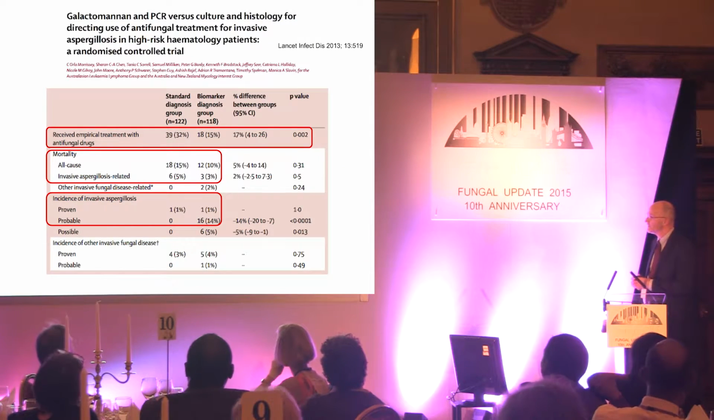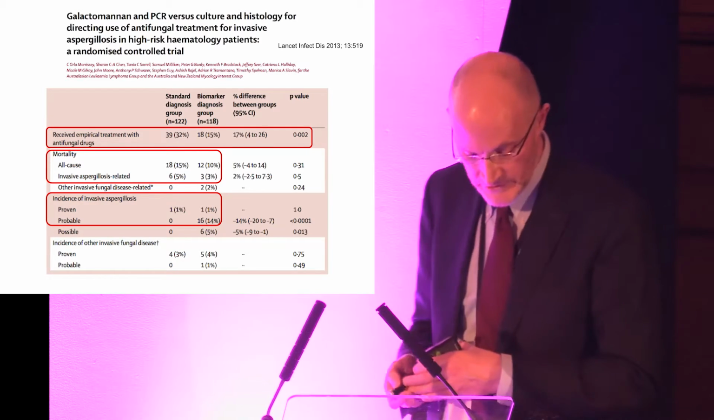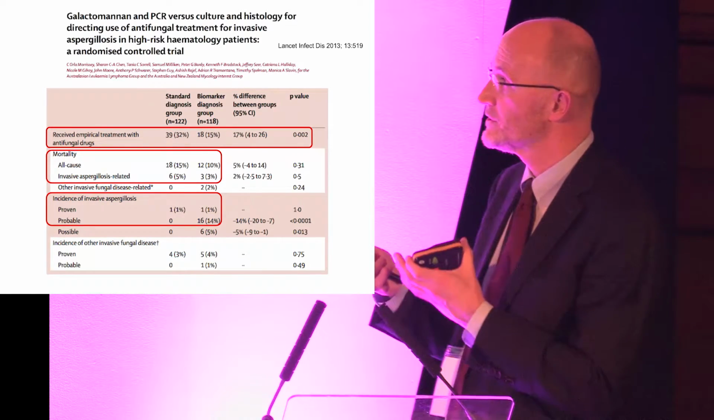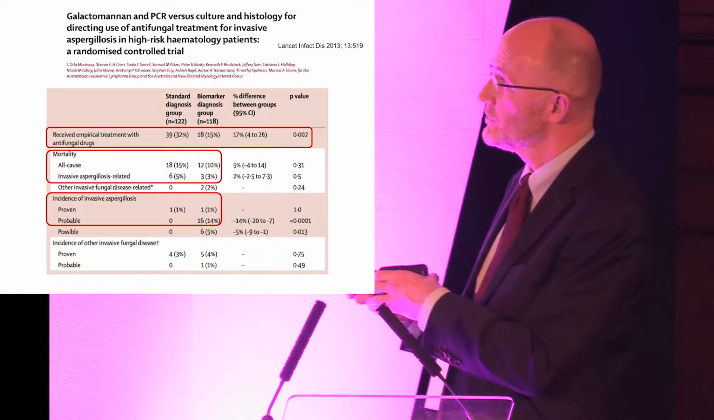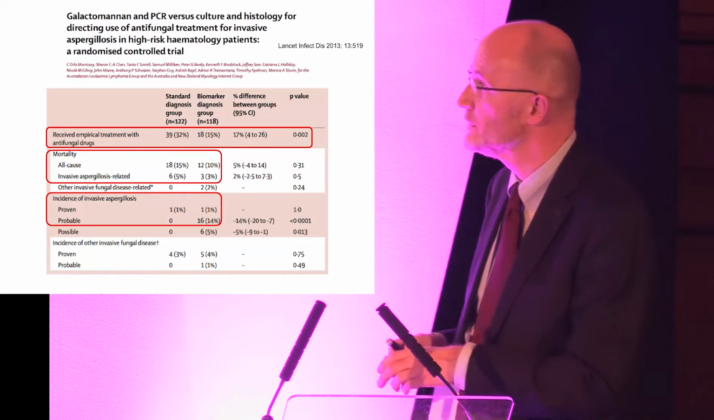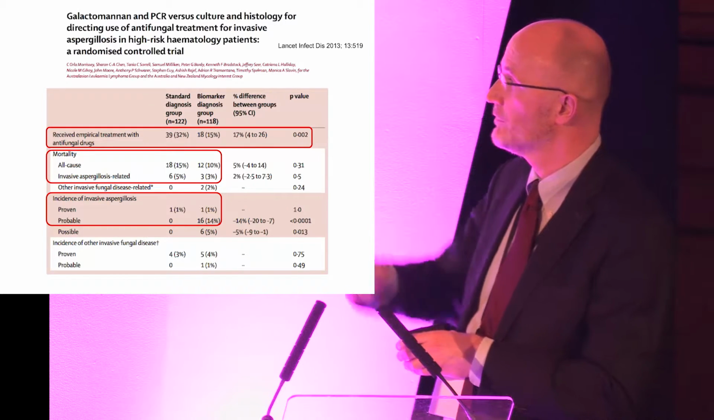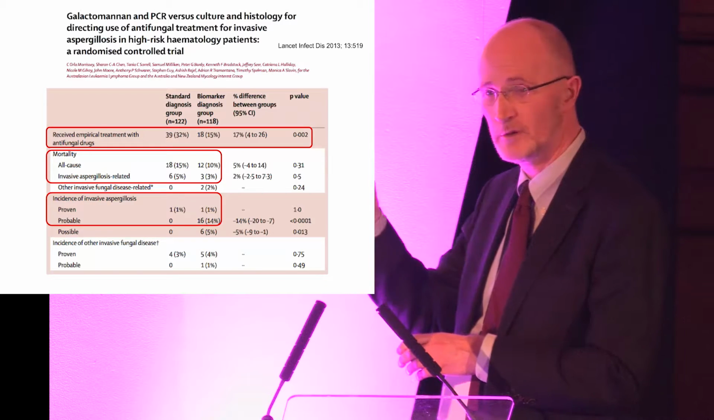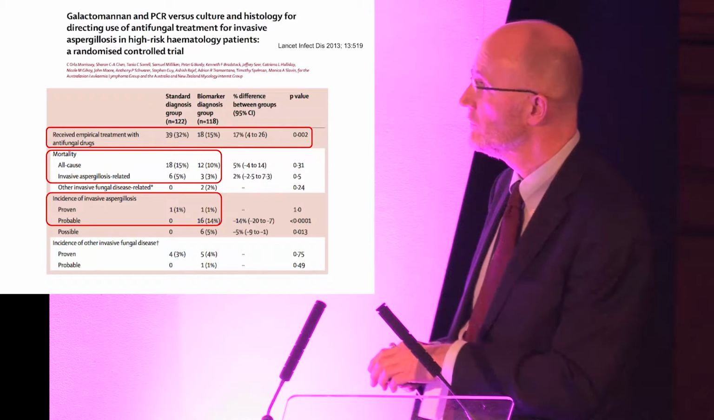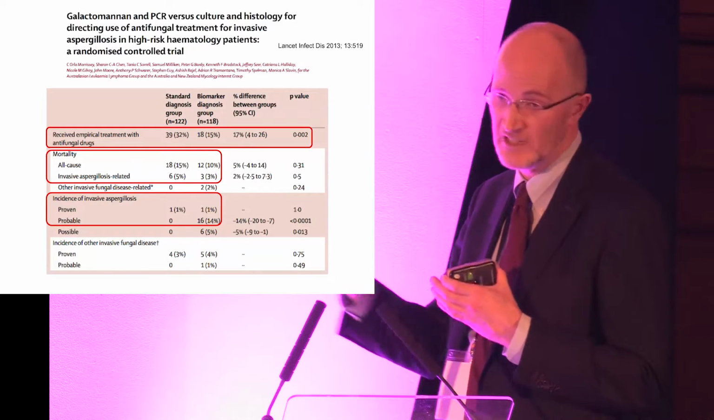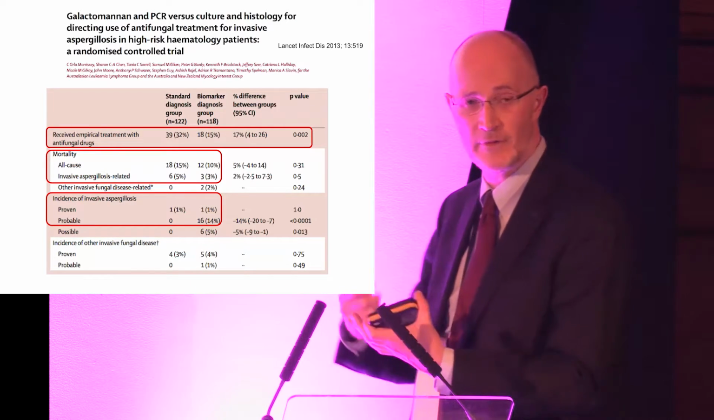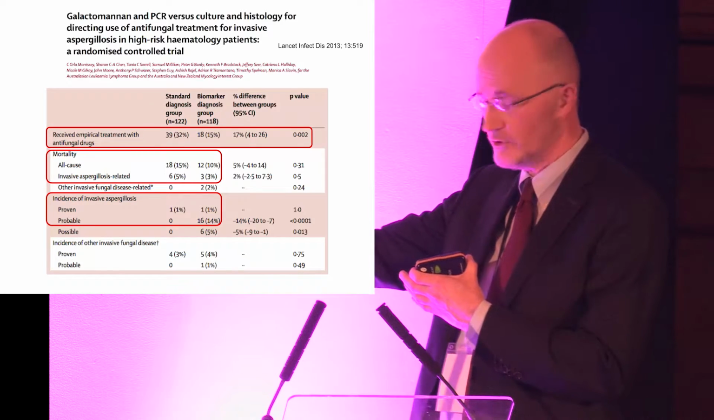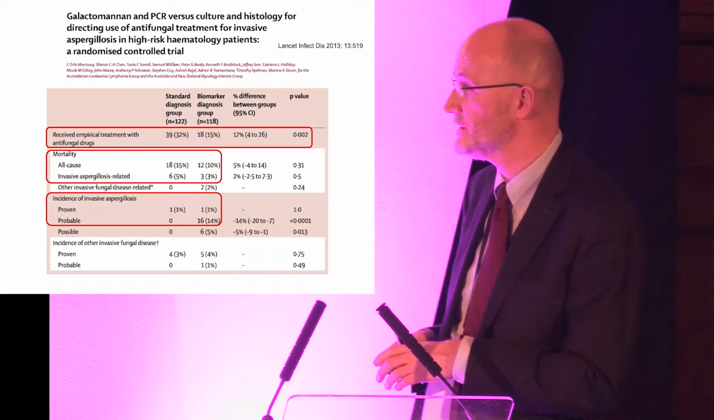And then finally, there is this really nice study from Orla Morrissey in Australia, a multi-center study, and this is the best study that we have to date that compares a biomarker diagnosis group versus a standard diagnosis group. And you can see that empirical therapy was significantly reduced in the biomarker group, a significant p-value. Mortality was numerically lower, but not significantly lower in the biomarker arm. And there was an increased incidence of invasive aspergillosis in the biomarker arm, but that's not surprising given that you're using galactomannan, which is one of the EORTC criteria.